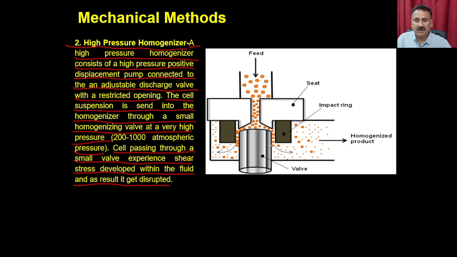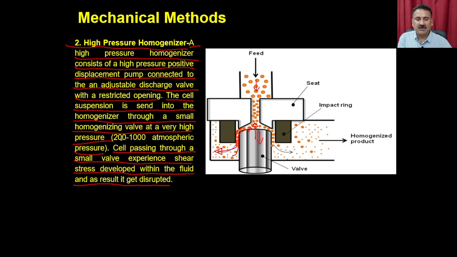As a result it gets disrupted. So what you're going to do is add the cell, and this is the high pressure homogenizer where this valve can move in the up and down direction. When it goes up, all the cells pass through this tiny pore and come out. And when it is coming down, all these cells go back again. So when these cells are passing through these small pores, they are experiencing a shear stress.